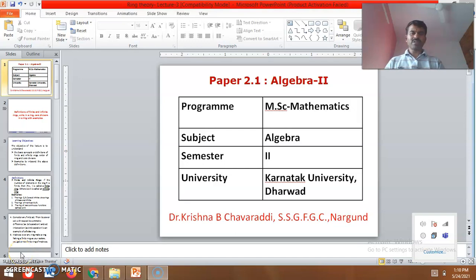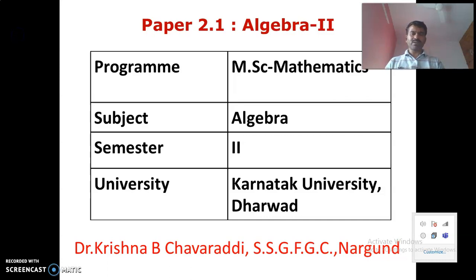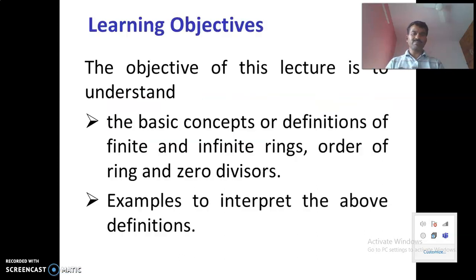Hello students, in this lecture I would like to discuss some definitions and examples of ring, finite, infinite, order of ring, rings with zero divisors, rings without zero divisors. So with the examples we can analyze those definitions. As I told you, in this lecture I will discuss finite and infinite rings, units in a ring, zero divisors in a ring with examples.